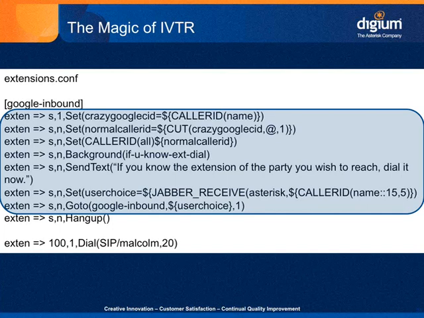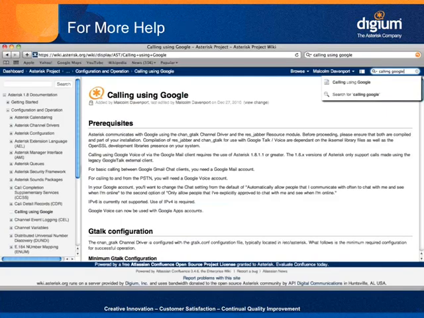Clear as mud, right? Well, if it's not, or you want more help, or you want to get the configs that we use today to make this happen, we've got a wiki page for you over on the Asterisk wiki. So go to the Asterisk wiki at wiki.asterisk.org, then in the search box type calling in Google, and it'll take you right to the article.